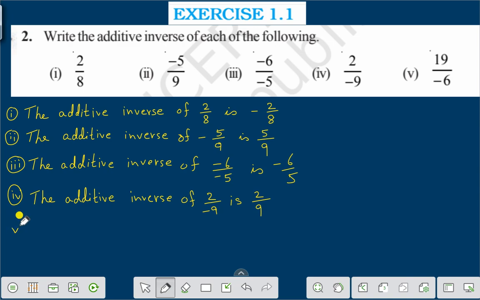Question number 5. The additive inverse of 19 by minus 6 is 19 by 6.